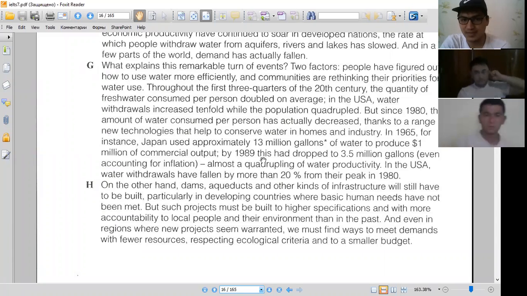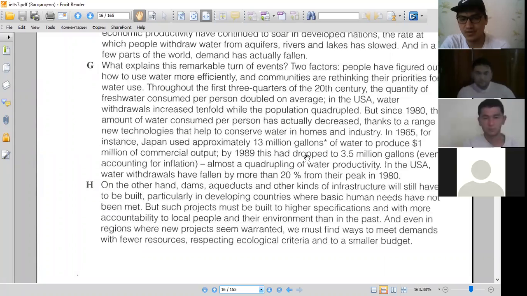By 1989 this had dropped to 3.5 million gallons, even accounting for inflation, almost a quadrupling of water productivity.